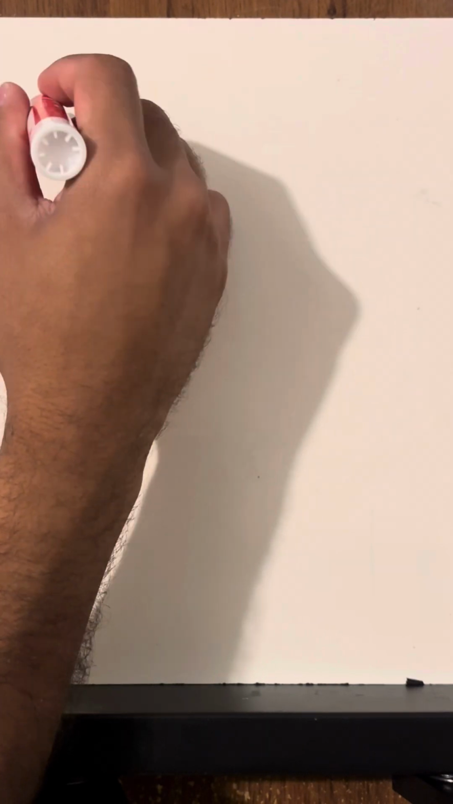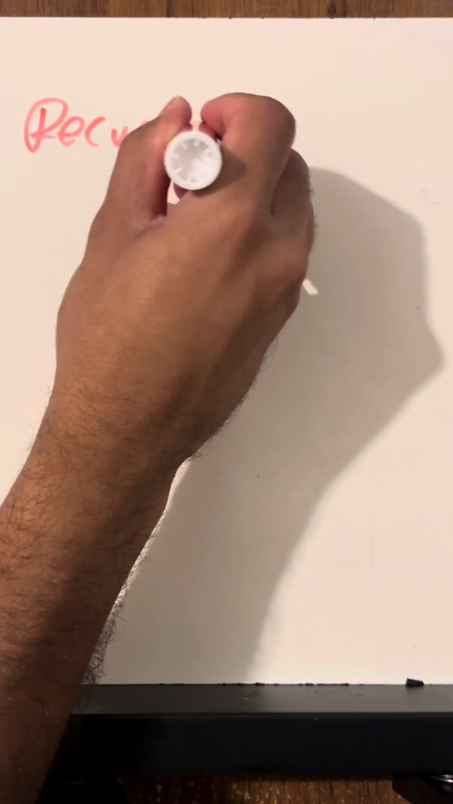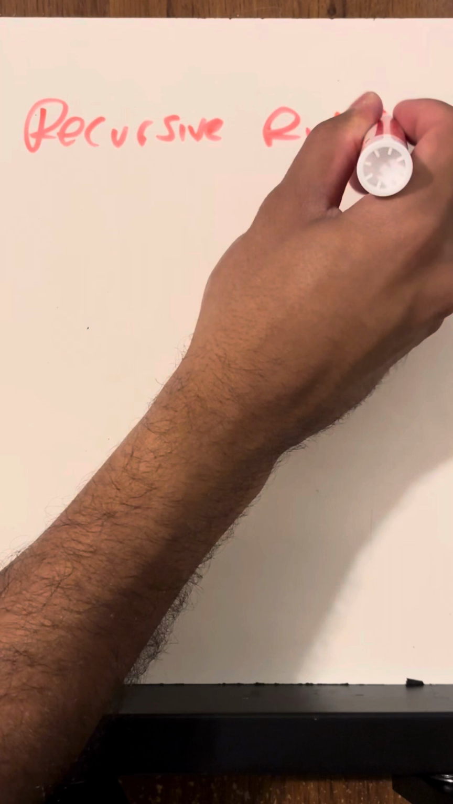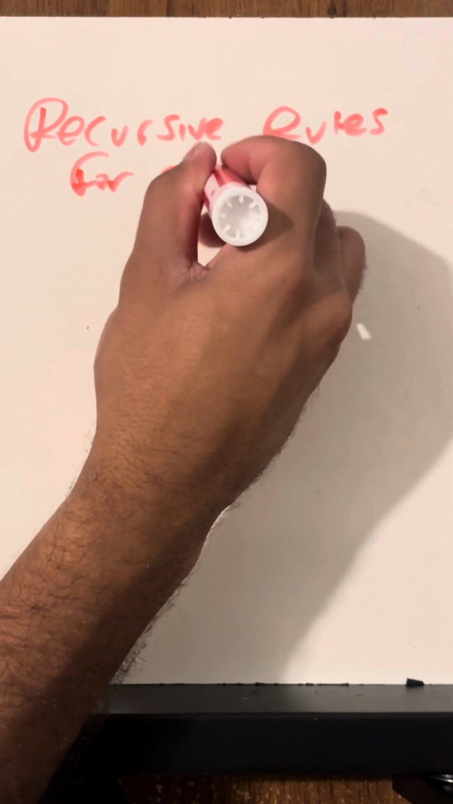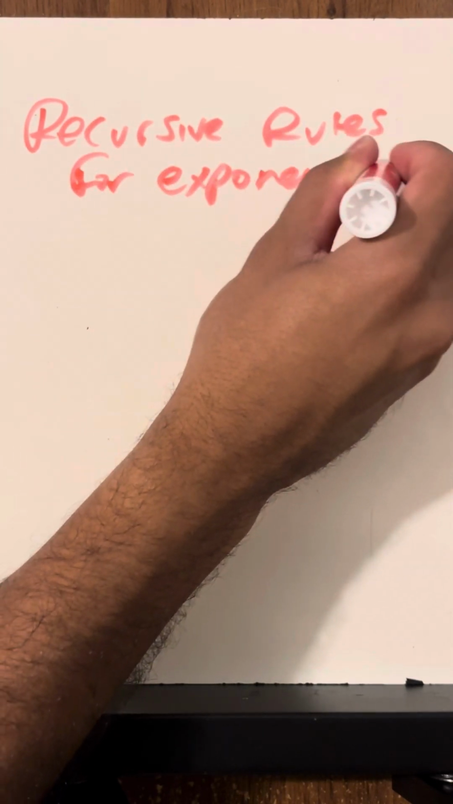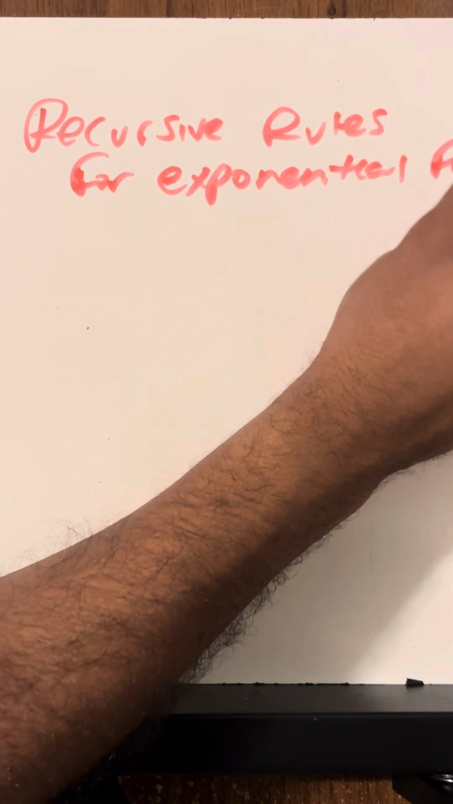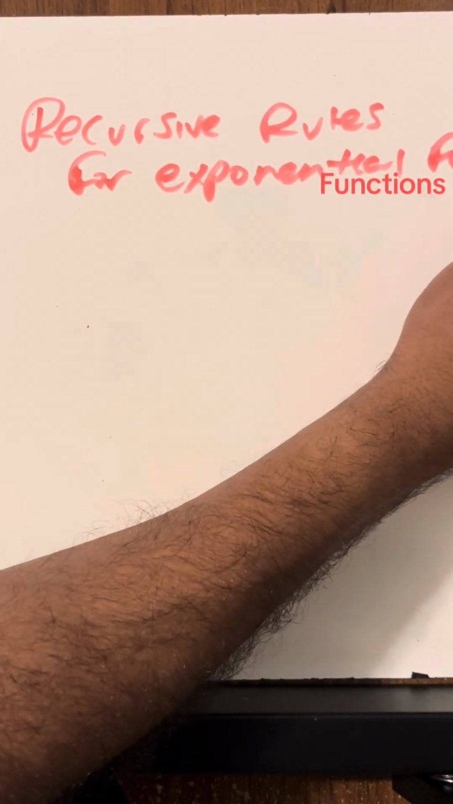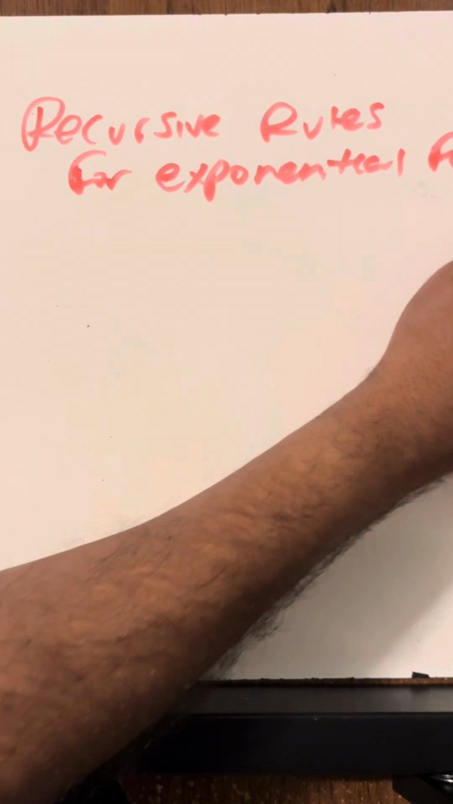Taking a look at the first kind of question that we will look at in exponential growth and exponential decay problems, we will see something that asks for writing recursive rules for exponential functions. So recursive rules for exponential functions.